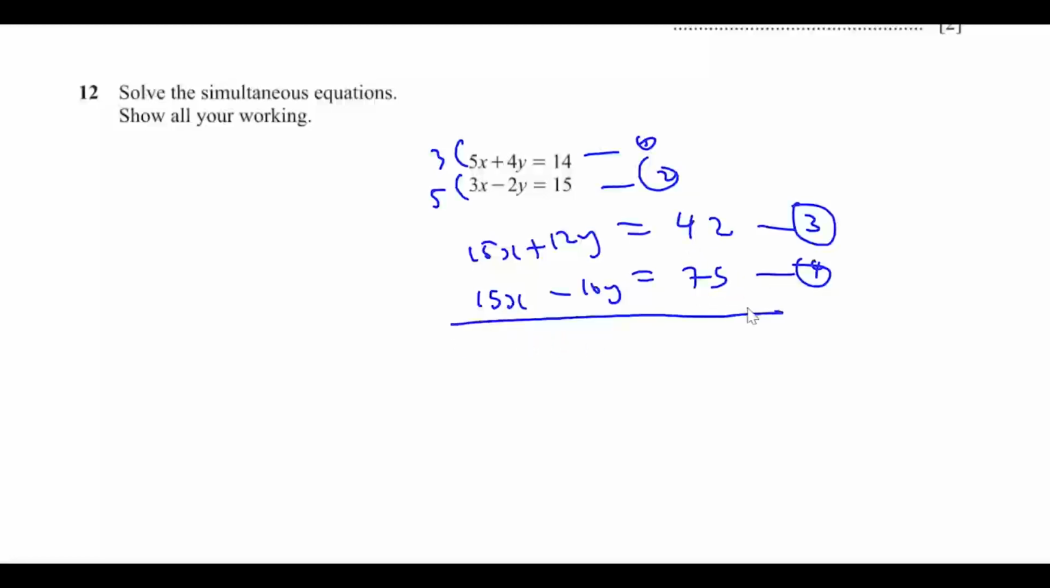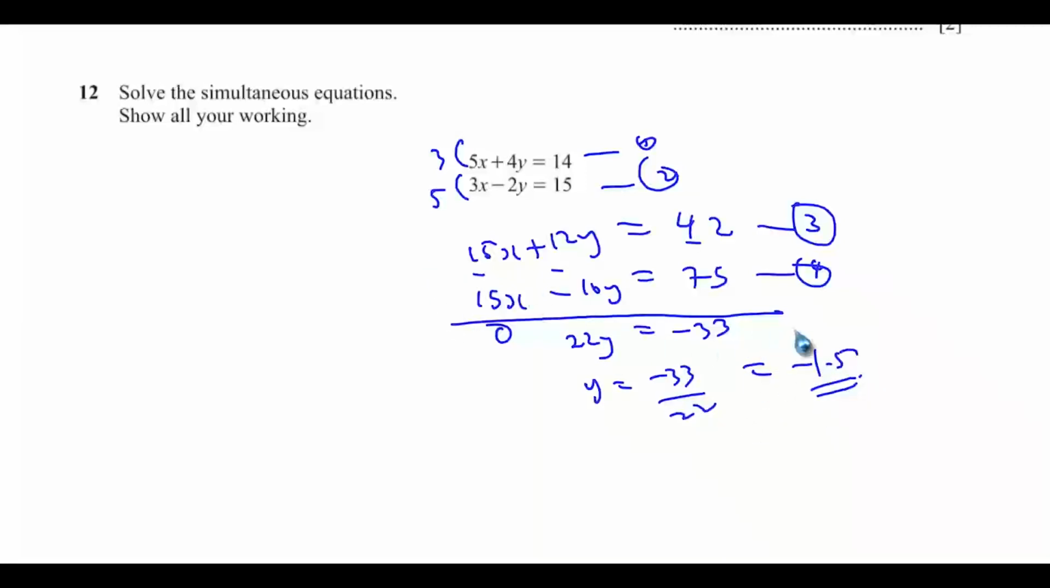Then you can now eliminate by using minus, that's negative sign. So this will turn to 0, is gone. Minus and minus will turn to plus. So we're going to have 22y equals to 42 minus 75. That should give us minus 33. So if you do this, y will be equals to minus 33 over 22. So the value of y will be equals to minus 1.5.